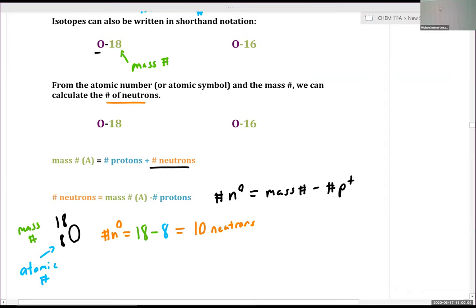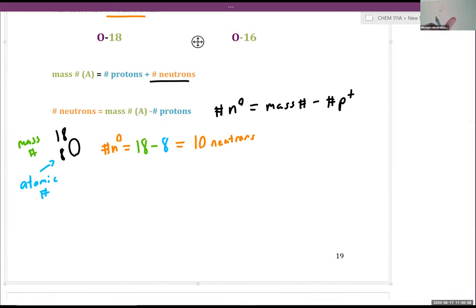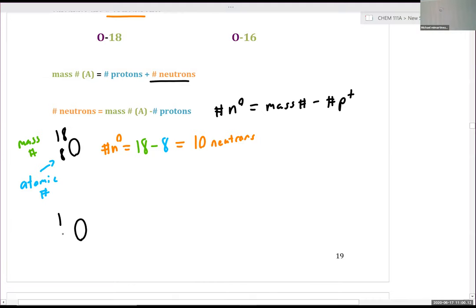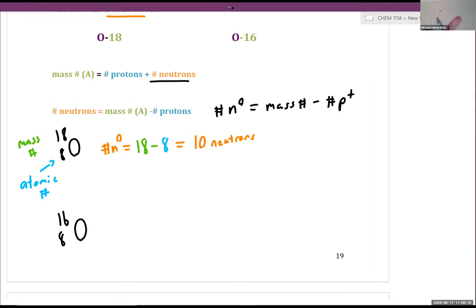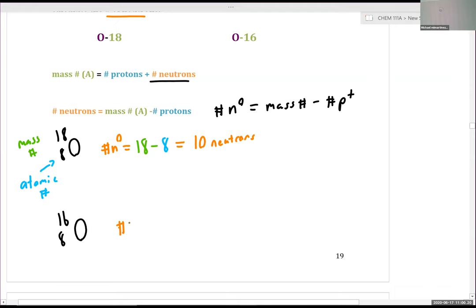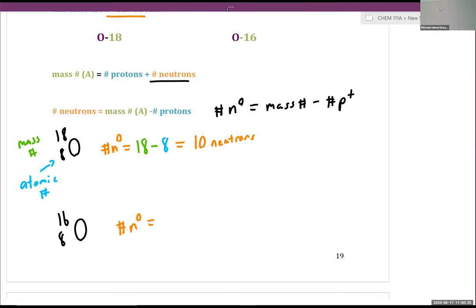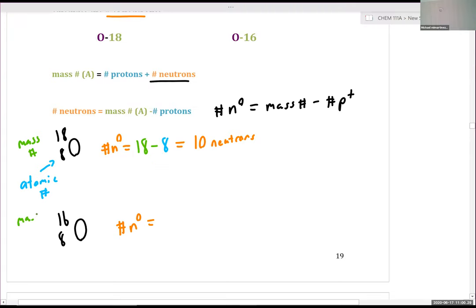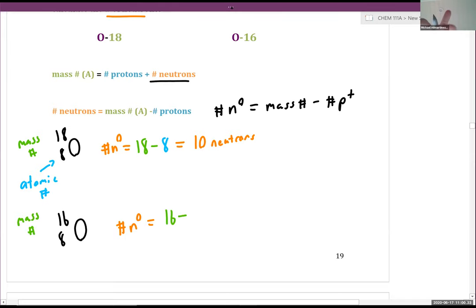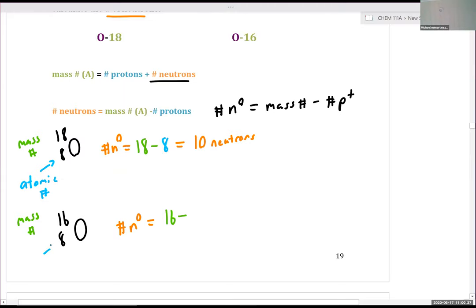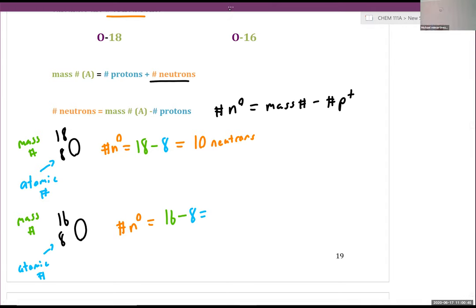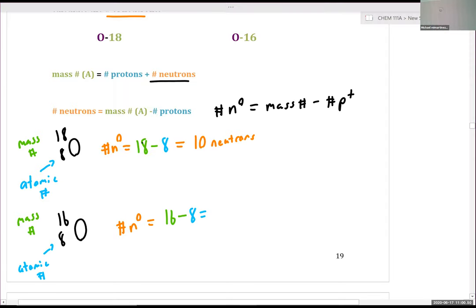We can repeat this calculation for oxygen 16. In which case, let's figure out our number of neutrons. So our number of neutrons in this case is equal to our mass number, which is 16, minus our atomic number, which is 8. Which in turn gives us a number of neutrons of 8 neutrons. So as we can clearly see, these two isotopes have a different mass number and they have a different number of neutrons.